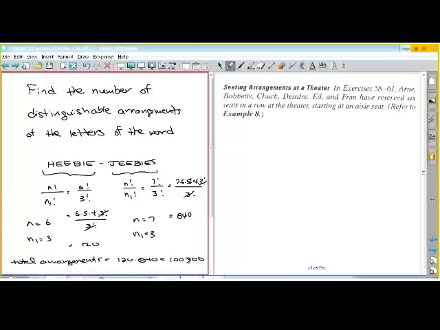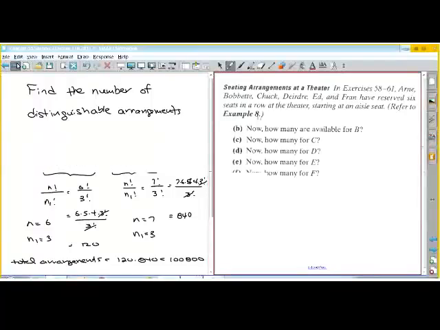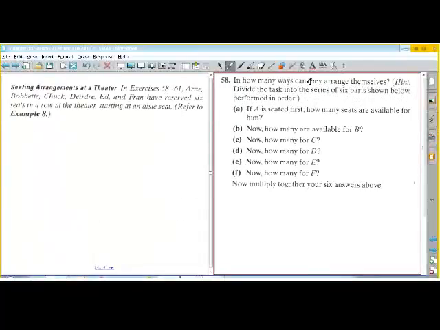Okay, the second example, this is problems 58 through 61. We have 6 people, 3 women, 3 men, and they've reserved 6 seats in a row in a theater, starting in an aisle seat. And then they want to arrange themselves in different arrangements. So we just have to think through this. We're using the fundamental counting principle. So 58 says, in how many ways can they arrange themselves? So I think we looked at this. It seems familiar, but maybe I didn't get to this.